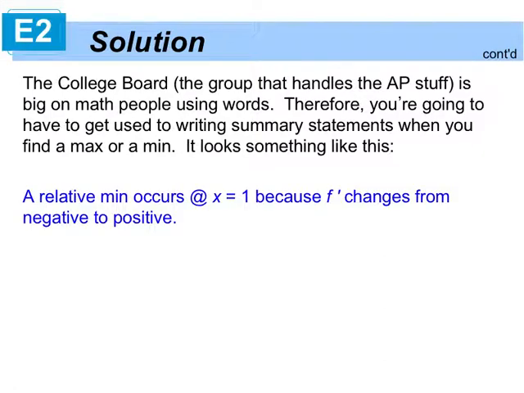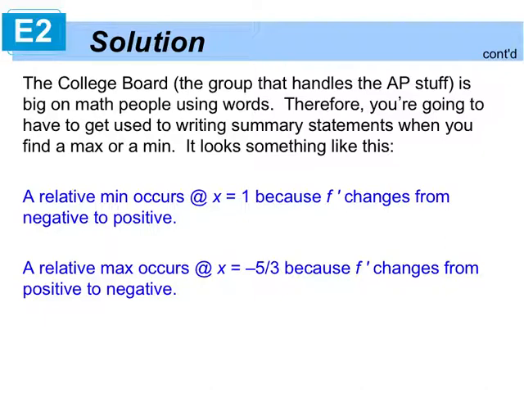Okay, good. They want sentences. I don't know why, but they like when math people write sentences. So this is what we're going to consider the first derivative test. These are an explanation that justify why those things are mins and maxes. You need 3 things. Is it a max or a min? That's number 1. Where does it happen? Number 2. Why does it happen? Number 3. It's a relative min, number 1, that happens at x equals 1, number 2. And that's a min because f prime changes from negative to positive.